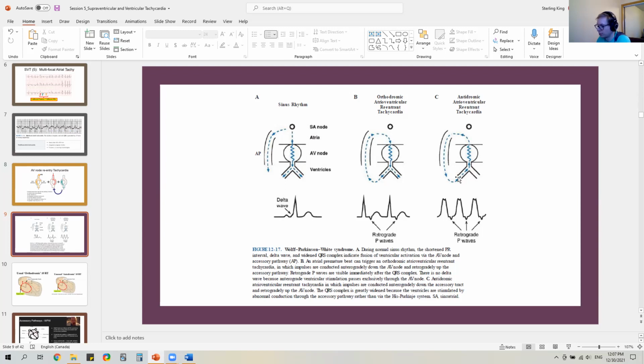Because it's not going through the bundle of His and Purkinje fibers, you get a very weird wide QRS and then the retrograde P waves. So what you're really looking for, for the most part, is these retrograde P waves at a very fast rate.